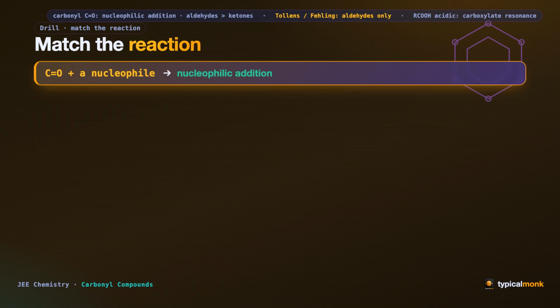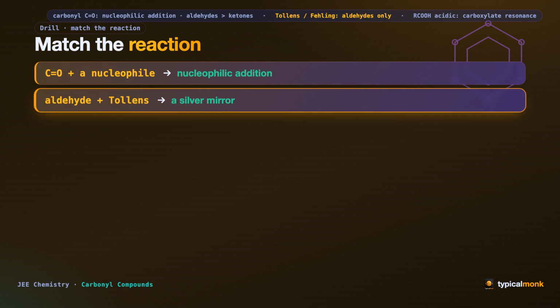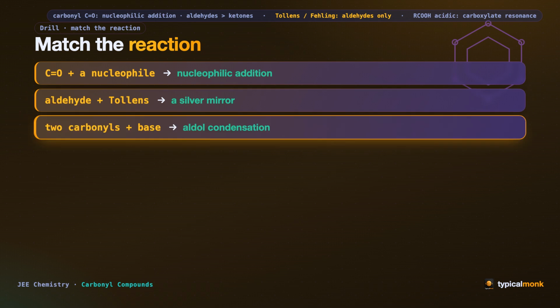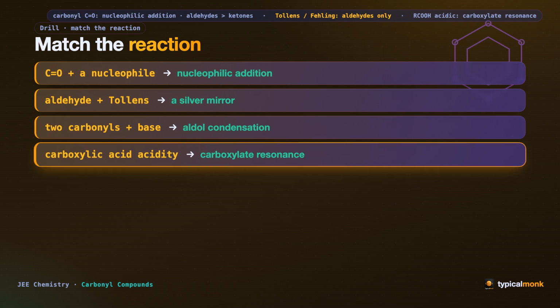Now match each reaction to its outcome. A carbonyl plus a nucleophile goes to nucleophilic addition. An aldehyde plus Tollens goes to a silver mirror. Two carbonyls plus a base goes to an aldol condensation. And carboxylic acid acidity goes to carboxylate resonance. 4 pairs, each worth memorizing.